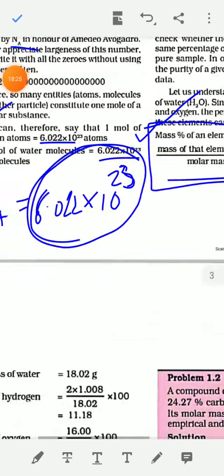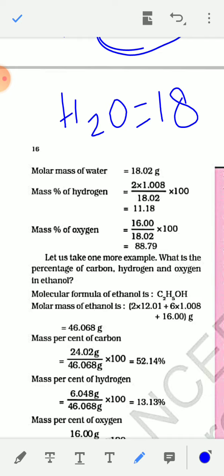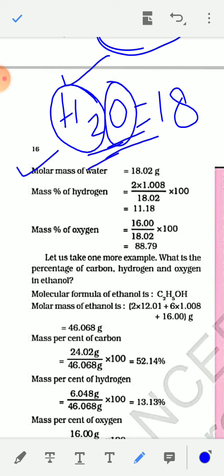So for example, you are given water. In water, calculate the percentage of hydrogen and oxygen. First you have to calculate the molar mass of water, that is 18 gram per mole. Now in 18 gram water, 2 gram hydrogen and 16 gram oxygen is present.